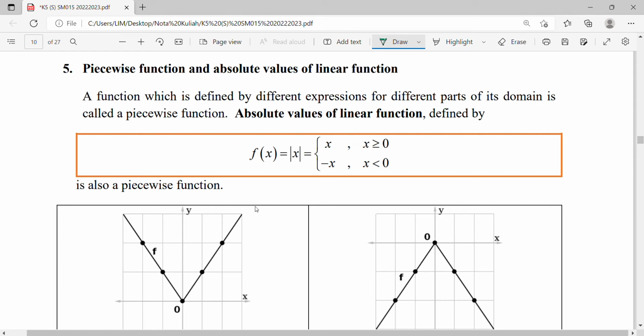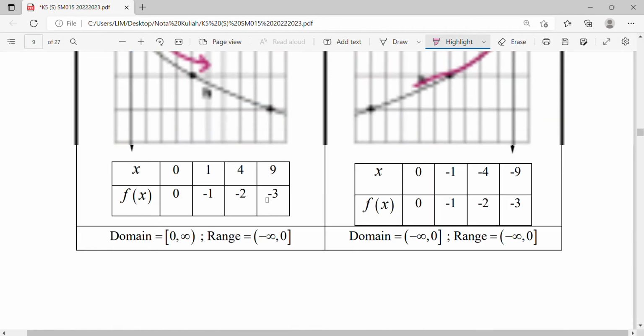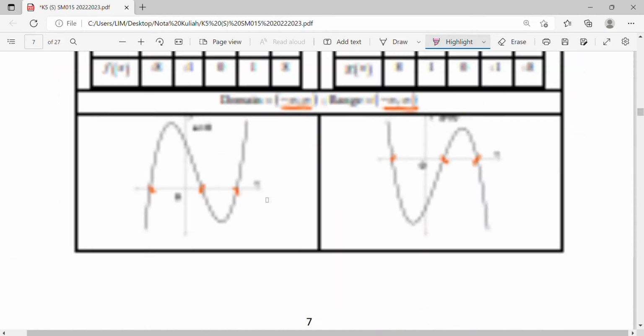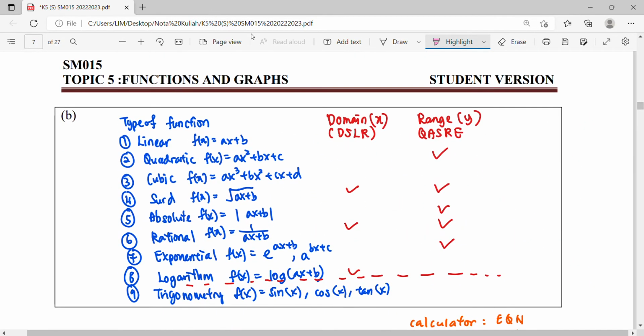Okay, so we come to the absolute function. For the absolute function, let us review. For the domain, it is just normal, just general, negative infinity to infinity. For the range, yes, it is special.